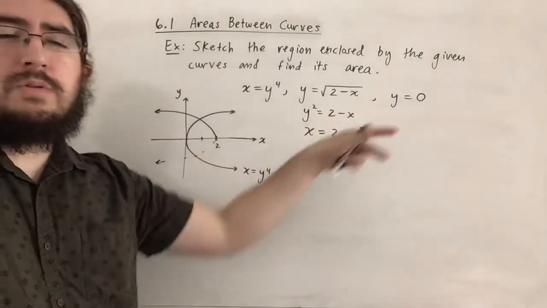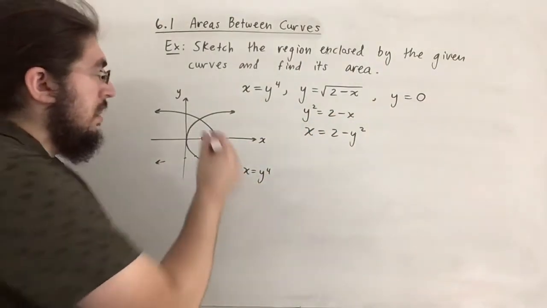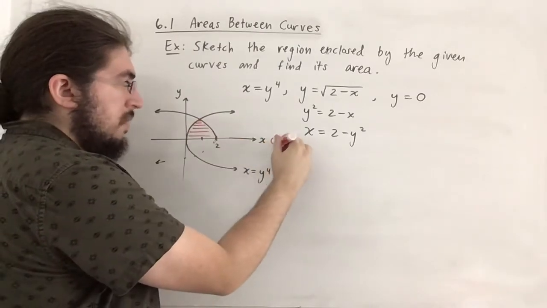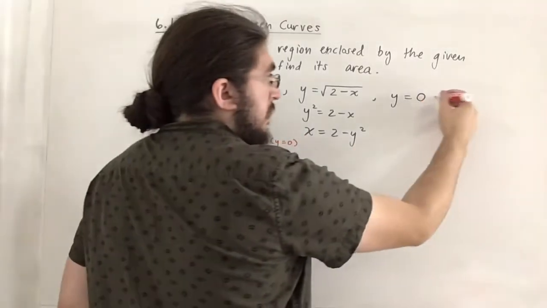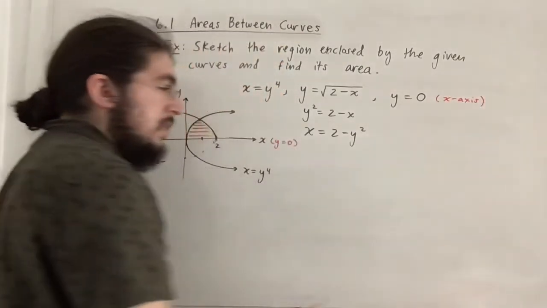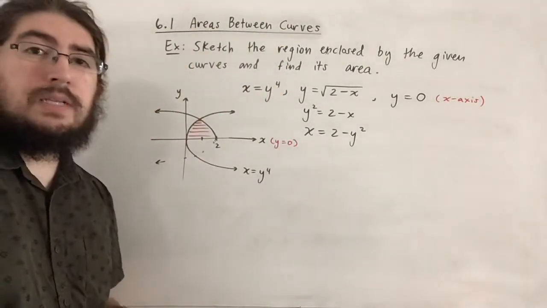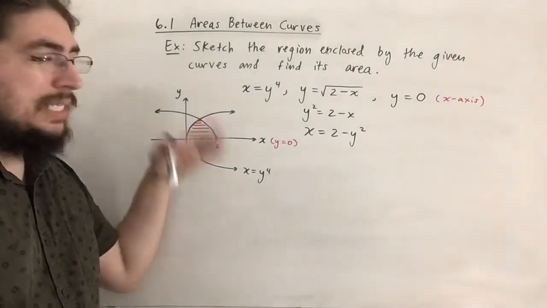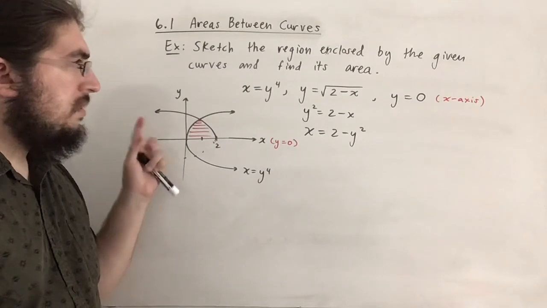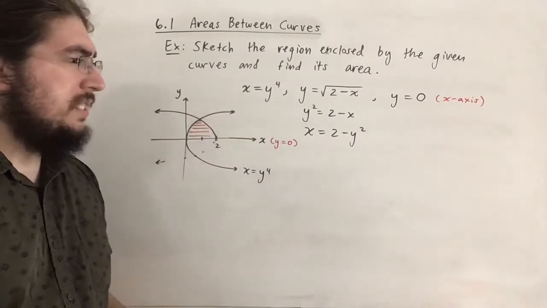Also notice y equals 0 is just the x-axis. So this is y equals 0, and you can label this as x-axis if you'd like. And that's a reminder to us: y equals 0 is the x-axis, and much like that, x equals 0 is actually the y-axis. Great. So now, the only issue is you have to figure out where they intersect.